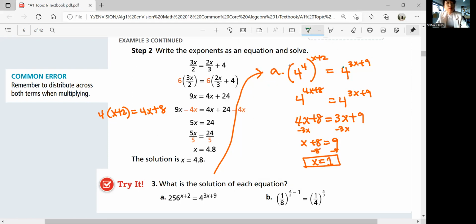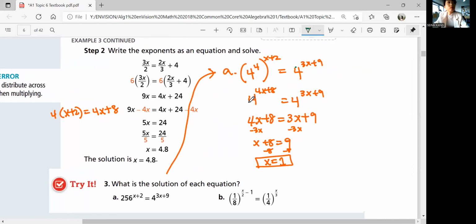Part B. What about part B? Okay. So let's rewrite that 8 as a power of 2, because you can't write it in the base of 4, right? 4 squared is 16. So it's more complicated. So 1 over 8 is equal to 1 over 2 to the power of 3, x over 2 minus 1. And then 1/4 is 1 over 2 squared, x over 3.